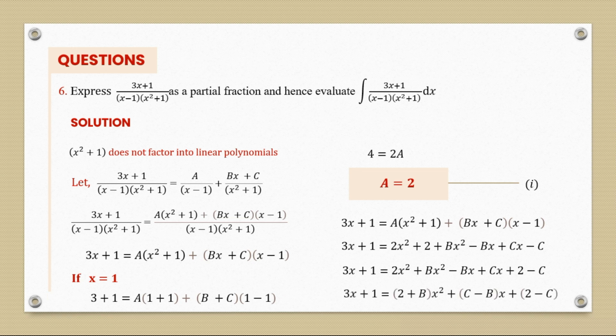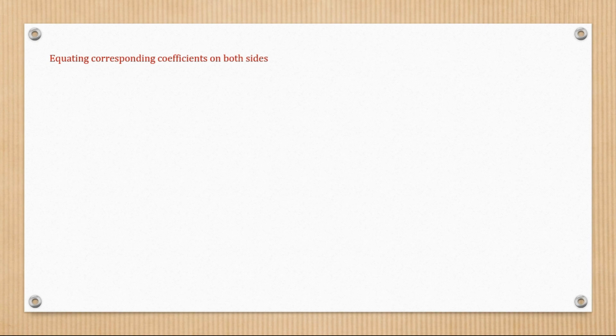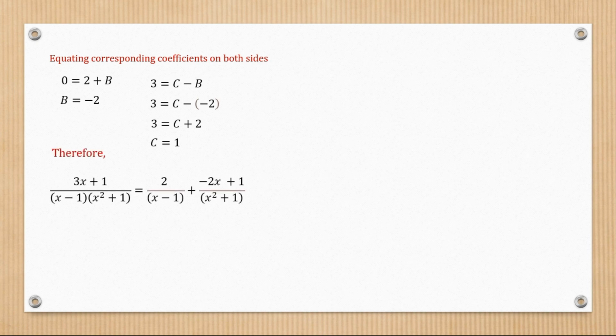So now that we have that, we're going to compare or equate corresponding coefficients on both sides. So we can see that 2 plus b shall be equal to 0. So we have b being equal to negative 2. And then c minus b shall be equal to 3, and we know that b is equal to negative 2, so c shall be equal to 1. So therefore, the partial fractions are this. This is what we end up having: 2 over x minus 1 plus minus 2x plus 1 over x squared plus 1. So that's what we have now.